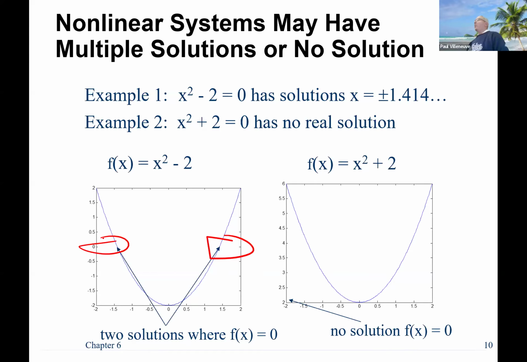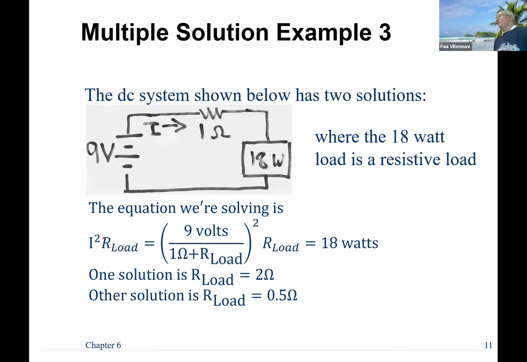And there are two valid solutions. One is 2 ohms and one is 0.5 ohms. Either one of those would work for this particular case. And so when we do our Newton-Raphson load flow, we're actually going to see cases where we can have multiple valid solutions. It's just that one of them may not be realistic.